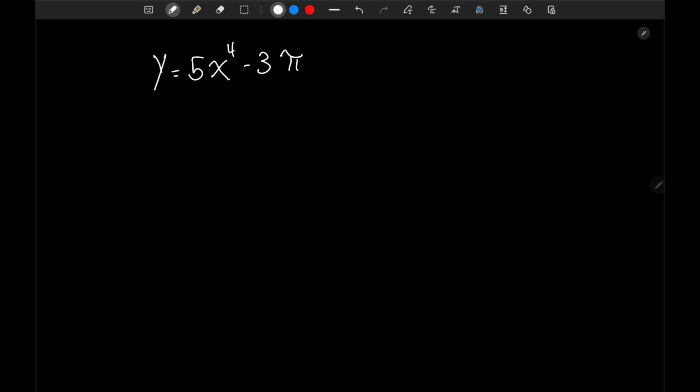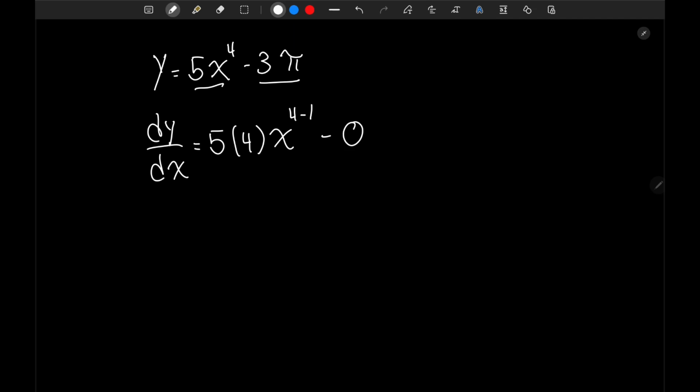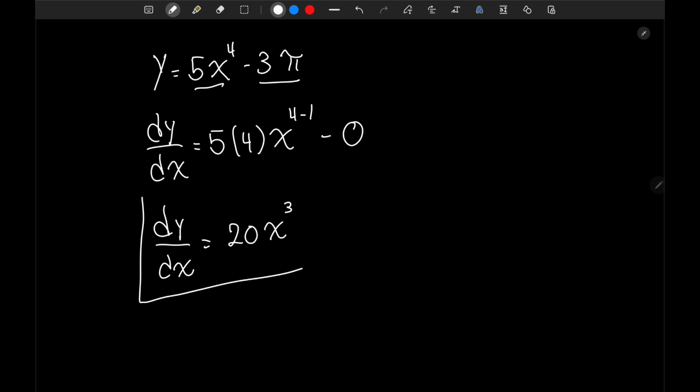Y is equal to 5x to the 4 minus 3 pi. If we take the derivative of this, we simply just take the derivative of each individually. So the derivative of the first one, we have 5 times the exponent, minus 1 from the exponent, and the derivative of 3 pi is just a constant, and the derivative of any constant is just 0. Then we are left with dy over dx is equal to 20x cubed.